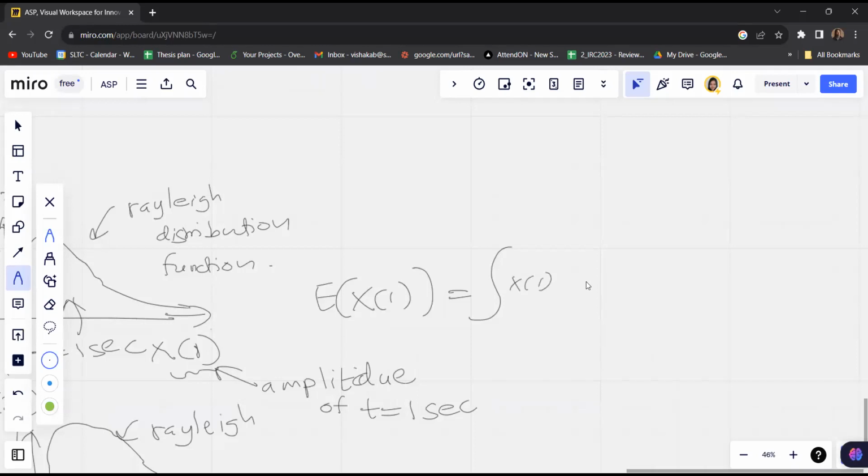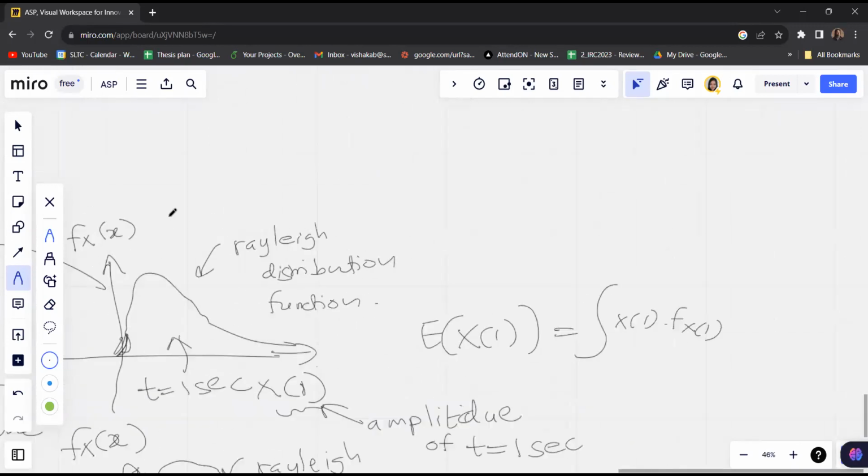It's going to be x1 multiplied with its probability density function, right? X1 has its own probability density function. The probability density function is here. This is the probability density function of x1. I will denote it here just to show it's for x1. Then this probability density function should be applied here in this integral. And then we have to take the integration.